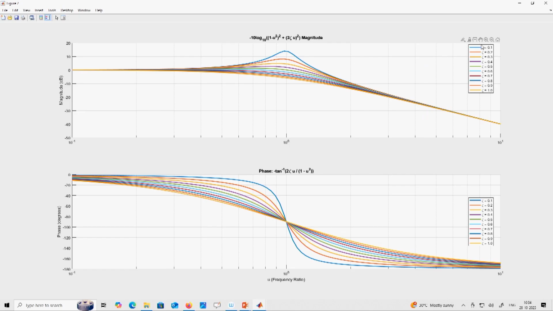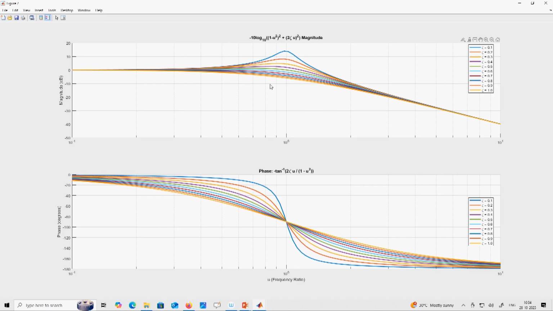This is how it looks. You can see that sigma is being varied from 0.1 to 1, and for different values of sigma there is a bump at 10 to the power of 0, that is at 1 here. Now, what is this? This is u. U equal to 1 means what? Omega equal to omega n. So, this is the corner frequency, remember.